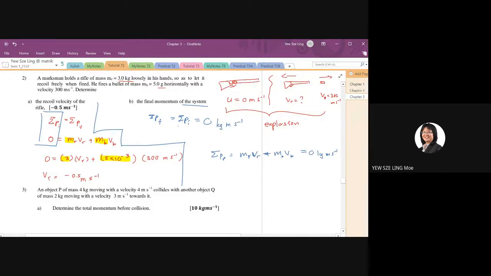So you have two methods. If you understand that the sum of P just now is already 0, therefore the final momentum is 0. If you forgot, sometimes it's not that you don't understand, sometimes it's because you forgot, you can use this method and proceed to the calculation. You're still going to get 0 because M R V R plus M B V B equals 0 based on our calculation just now. So either one. Kamu boleh pilih mana-mana. Kamu boleh guna yang mana-mana satu.